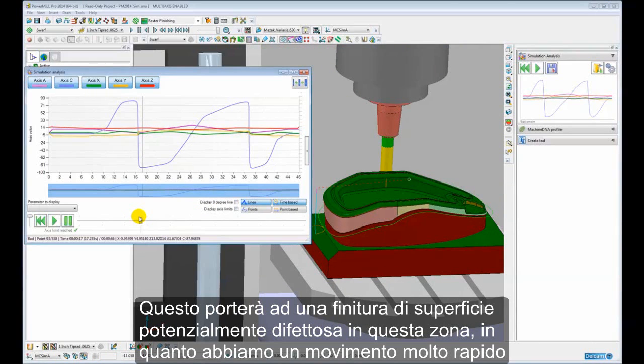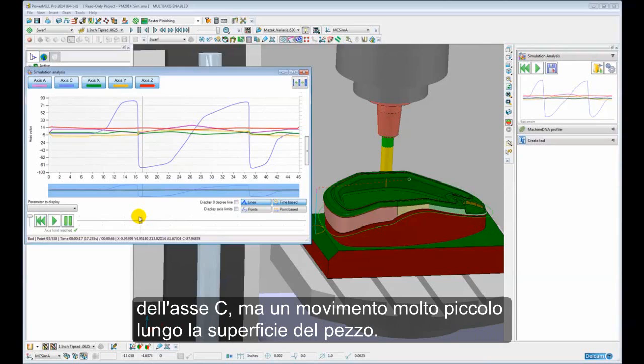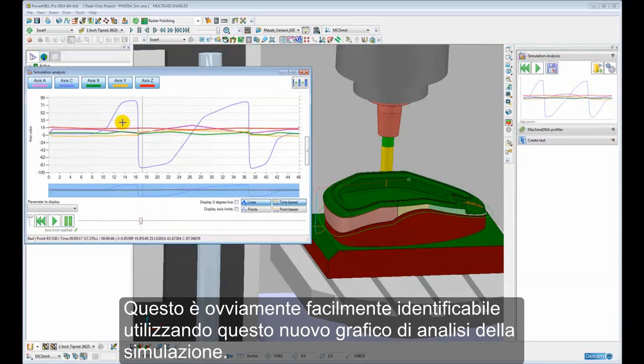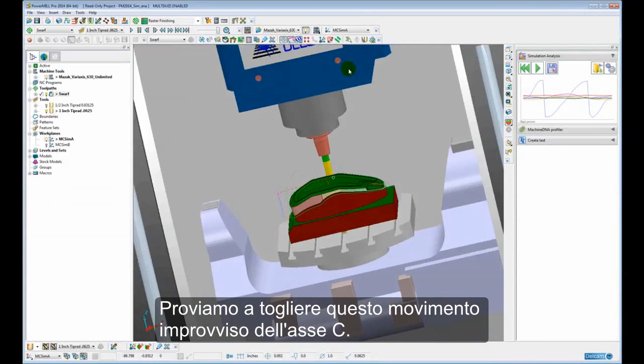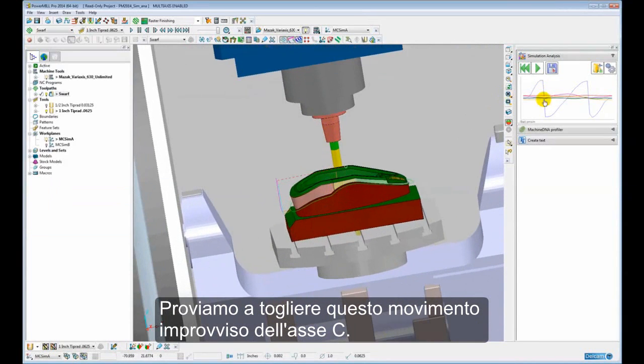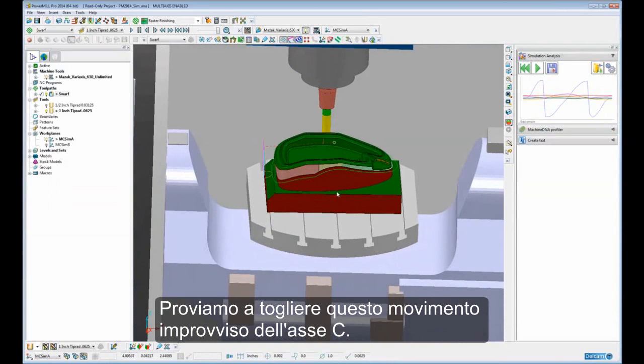So this is potentially going to lead to a very bad surface finish in this part, because we have a very rapid movement of the C-axis but a very small movement along the part surface. So this is obviously easily identifiable using this new simulation analysis graph. So let's have a go at getting rid of this sudden swing in the C-axis.